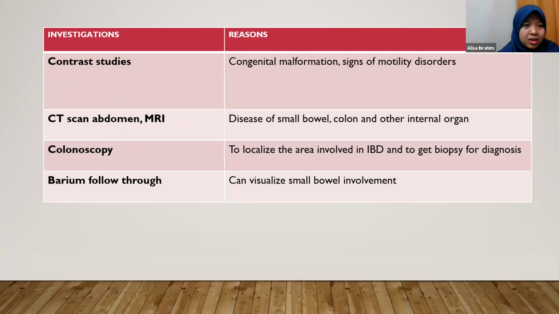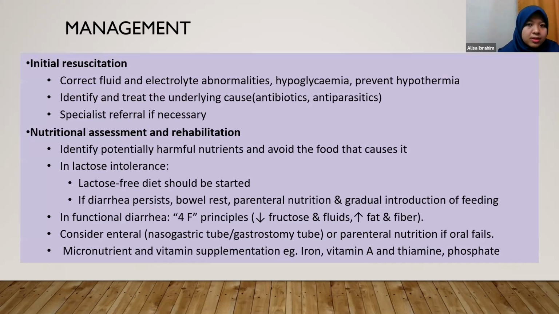Okay, next. Other investigations that we can do are contrast study to look for congenital malformation and signs of motility disorder. We can also do CT scans of the abdomen and MRI to look for any disease of the small bowel, colon, and other internal organs. We can also do colonoscopy to localize the area involved in inflammatory bowel disease and get biopsy. And we can also do barium follow-through to visualize the small bowel involvement. Okay, next.